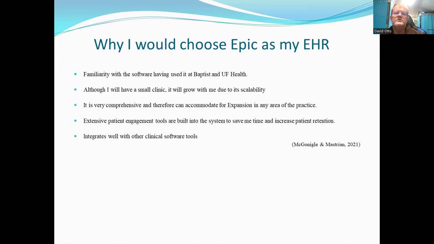And the reason I would choose it if I had to for my own clinic is because I'm familiar with the software, having used it at Baptist and UF Health. And as I said, it will be overkill for a small office, but it will grow with me due to its scalability.